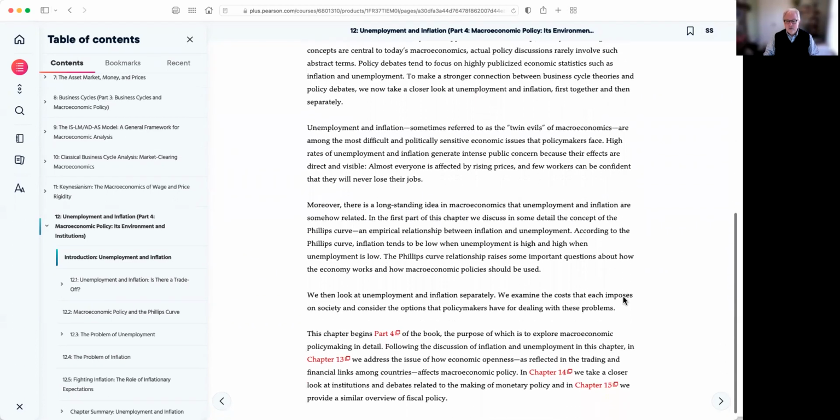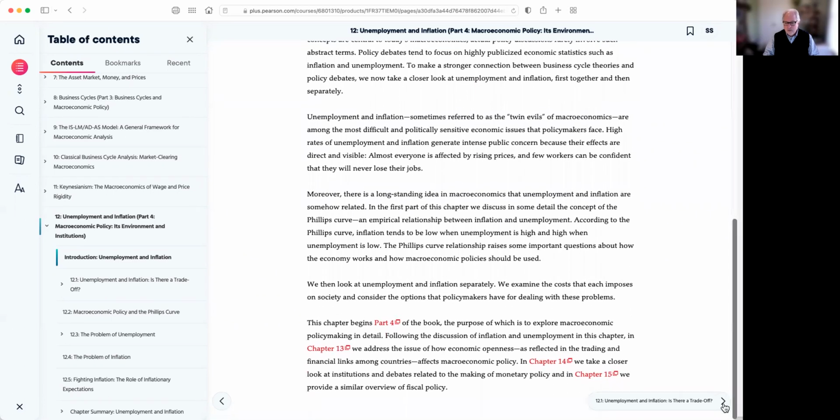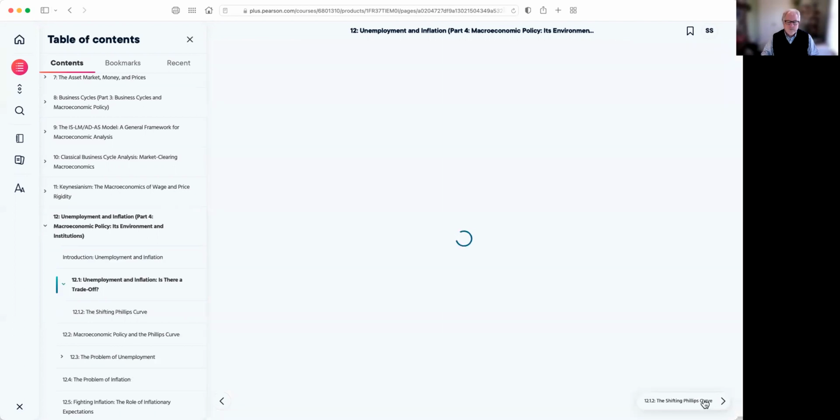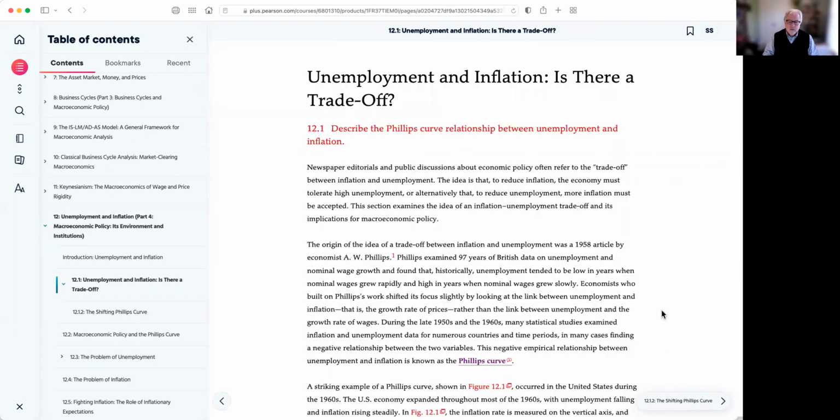So we're going to start here and go to the first section. The first section is really raising this question. This is the section you really need to lean into. You'll see a separate video about the information and topics that are covered in this section, in particular this thing called the Phillips curve. We'll get to that in just a moment.